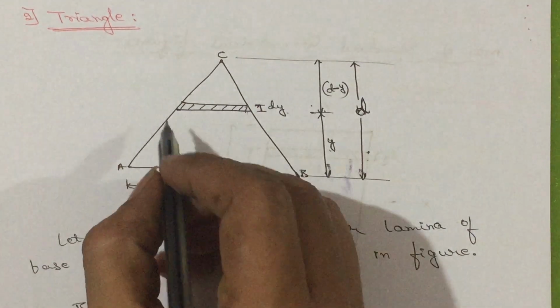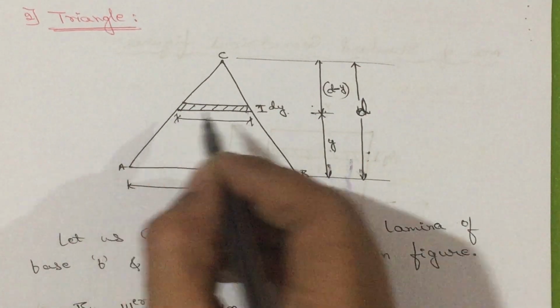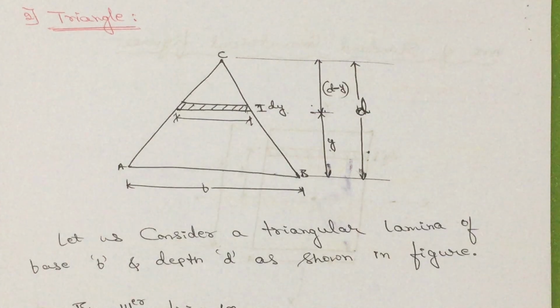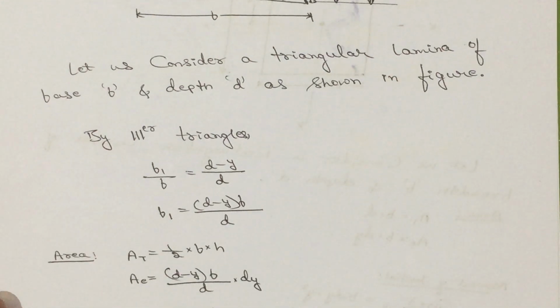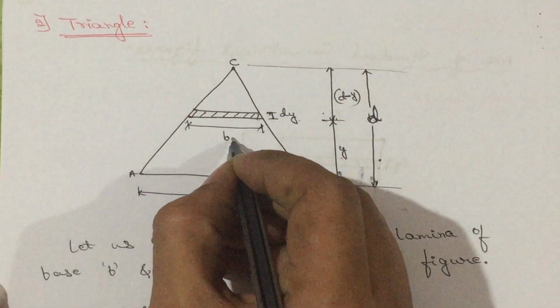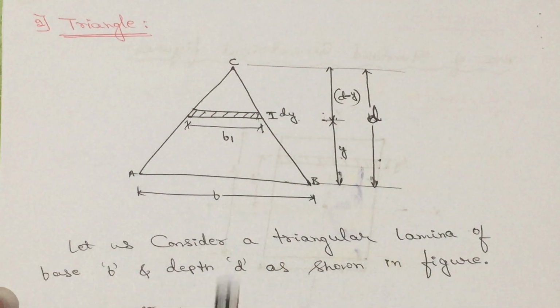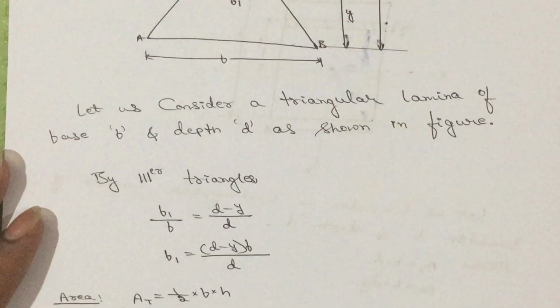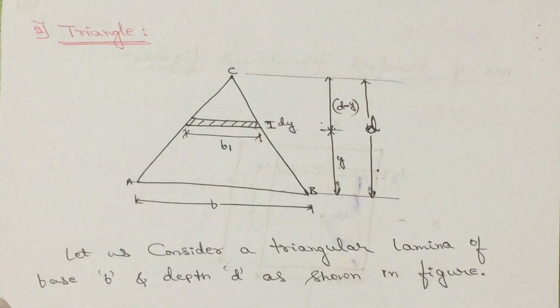Now, what is the base width here, from here to here? Do we know that one? We do not know. So, we need to calculate that one by using similar triangles. Base by base is equal to depth by depth. So, let us call this base B1. So, B1 by B is equal to height by height.